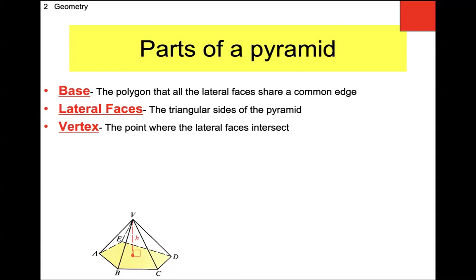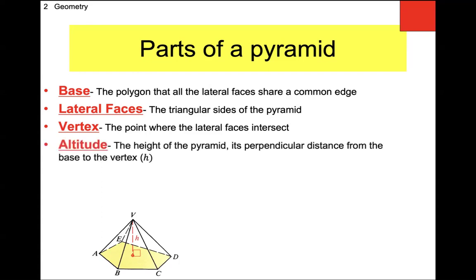Makes sense. And the last thing is the perpendicular distance between the base and the vertex, which is called the altitude, just like it is for a prism. Yes, we'll interchangeably use the word altitude and height.